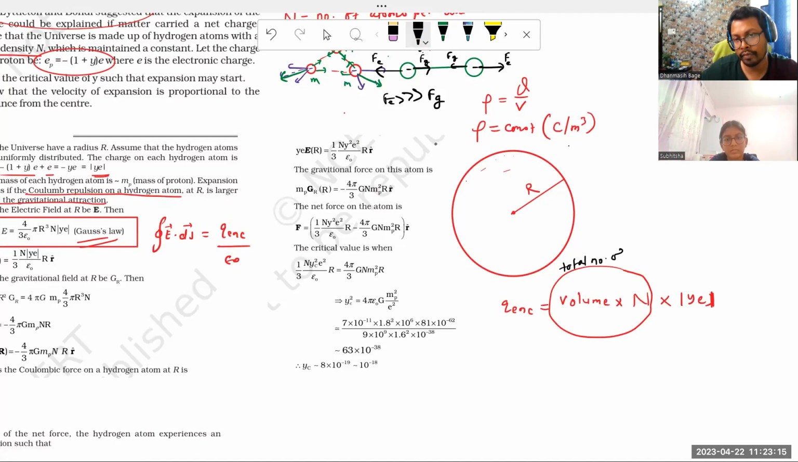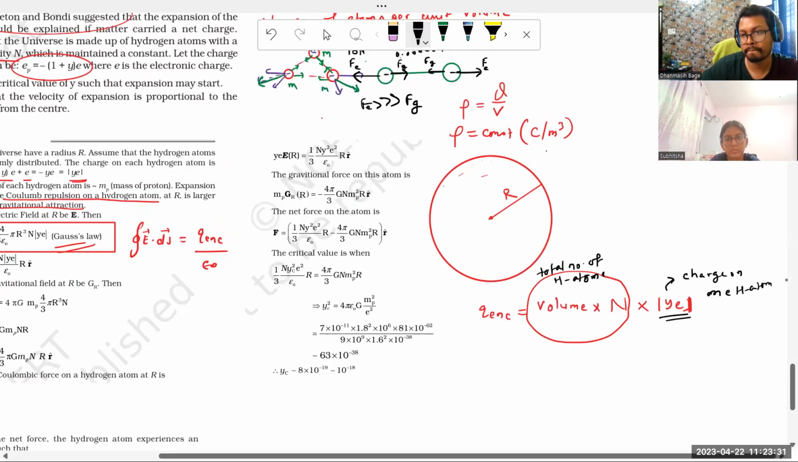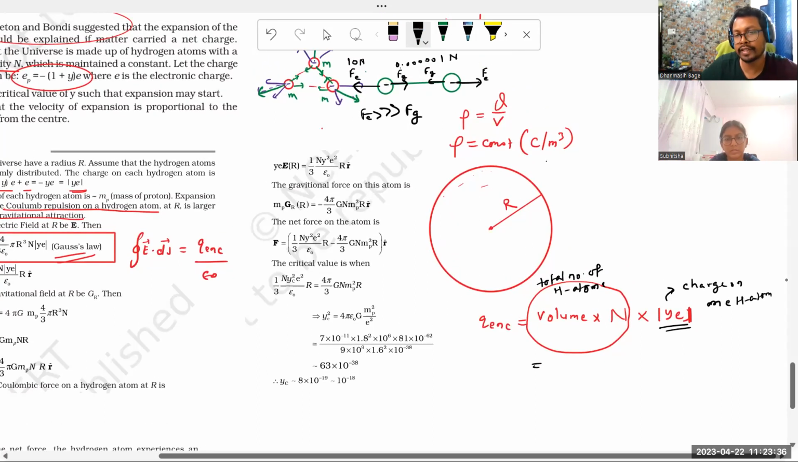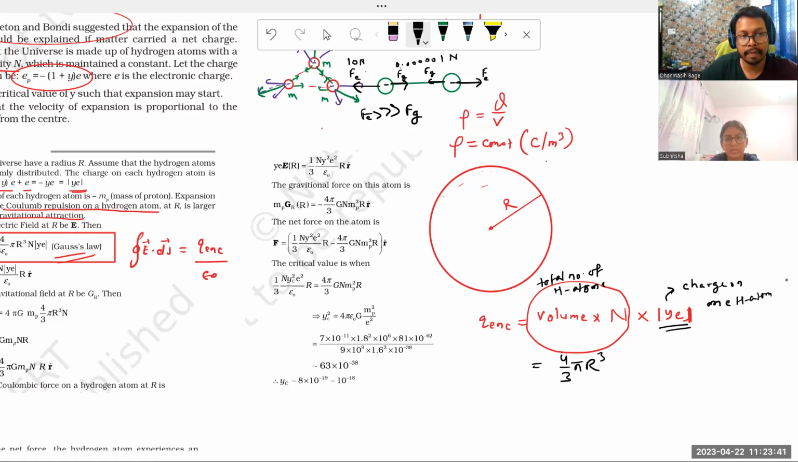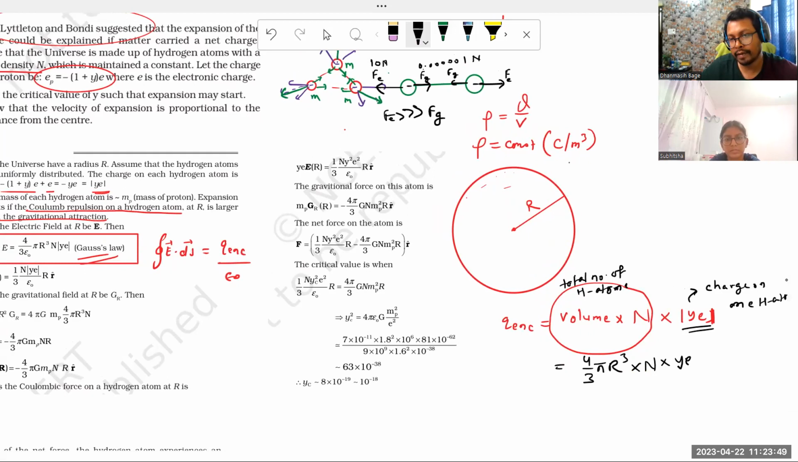Total number of hydrogen atoms, and one hydrogen atom has charge on one H atom. Clear this thing? So the volume of the universe is equal to what? It is spherical, so 4 by 3 pi r cube, multiplied by number density, multiplied by e. That is what is given.